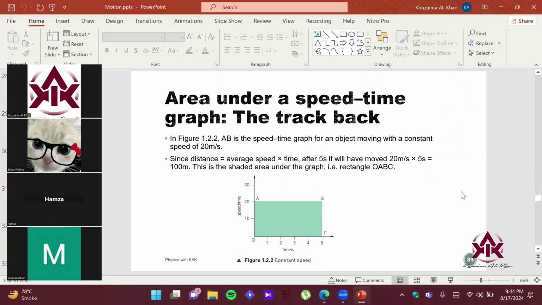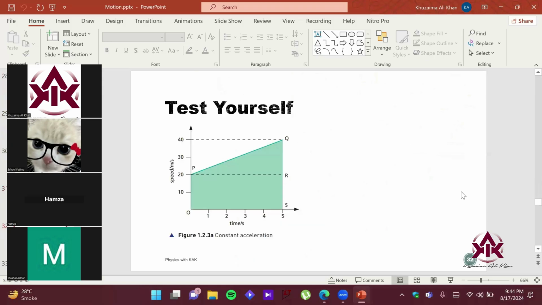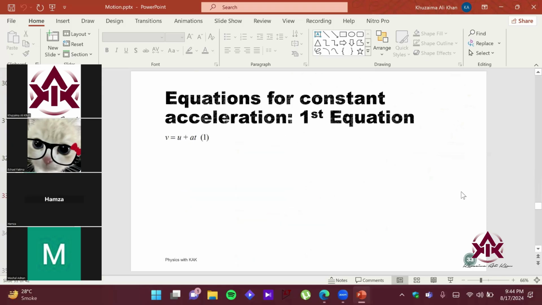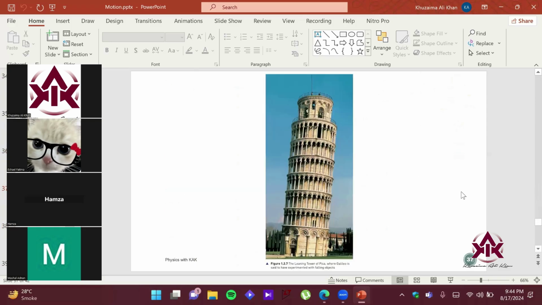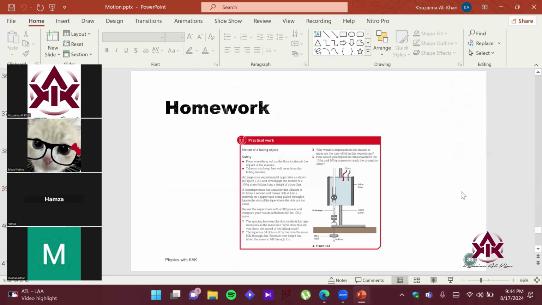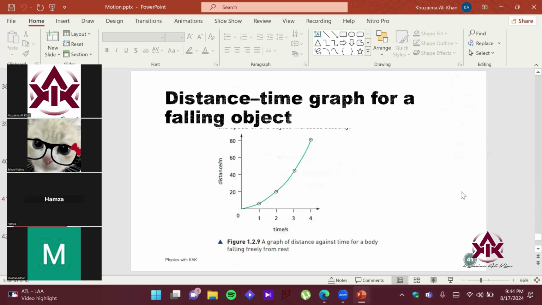ठीक है, उसके बाद we will learn how to backtrack. ठीक है, and then I have some test questions for you guys. Then we will define and derive some equations of motion. ठीक है, and then so on, and कुछ discussion होगा acceleration पे. ठीक है, some homework over here. So let's start it out, right?